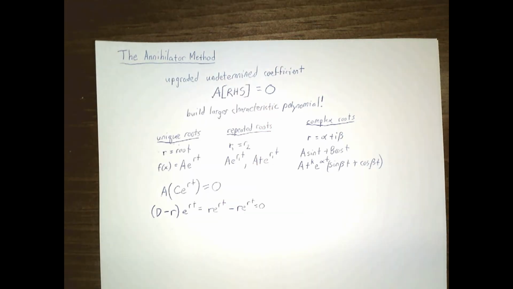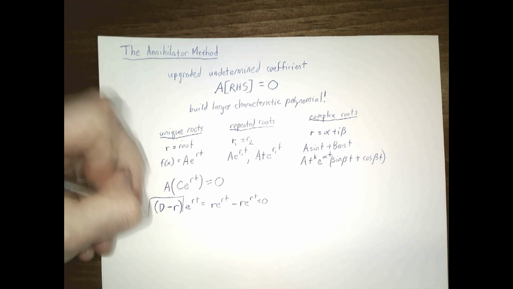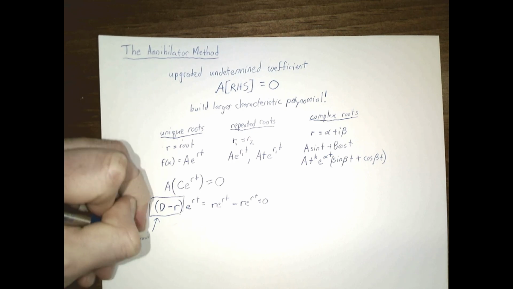So the annihilator operator for an exponential function is a derivative minus a constant, the root. That's the coefficient of the t there in the argument. So that's our annihilator. This kills the function, or so we say.